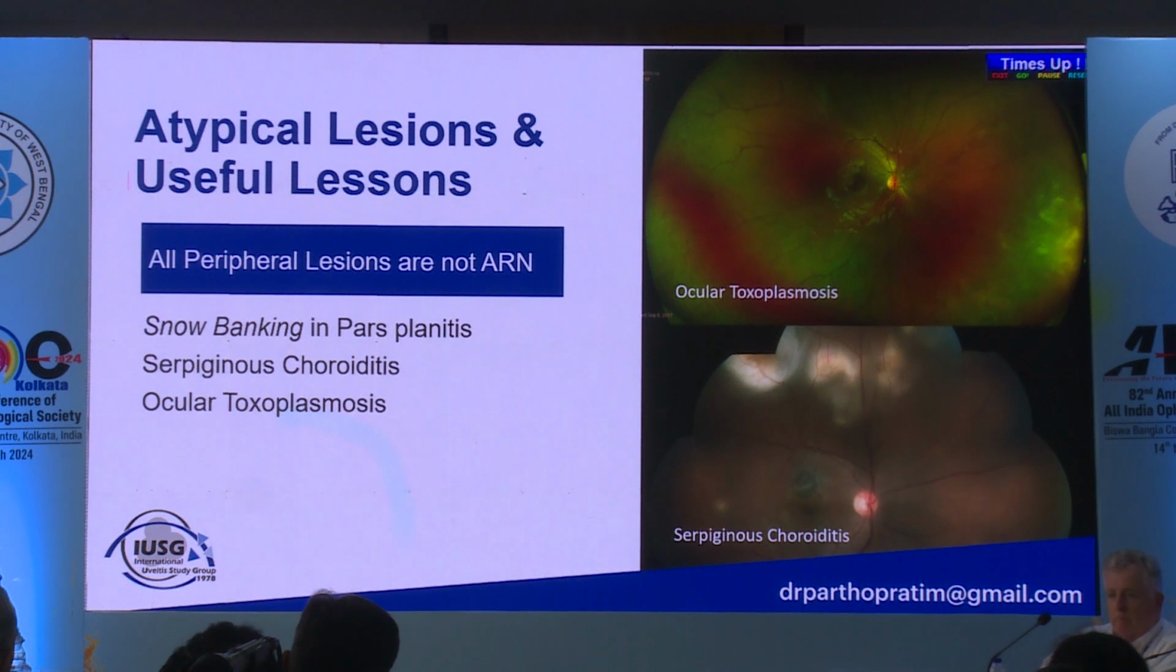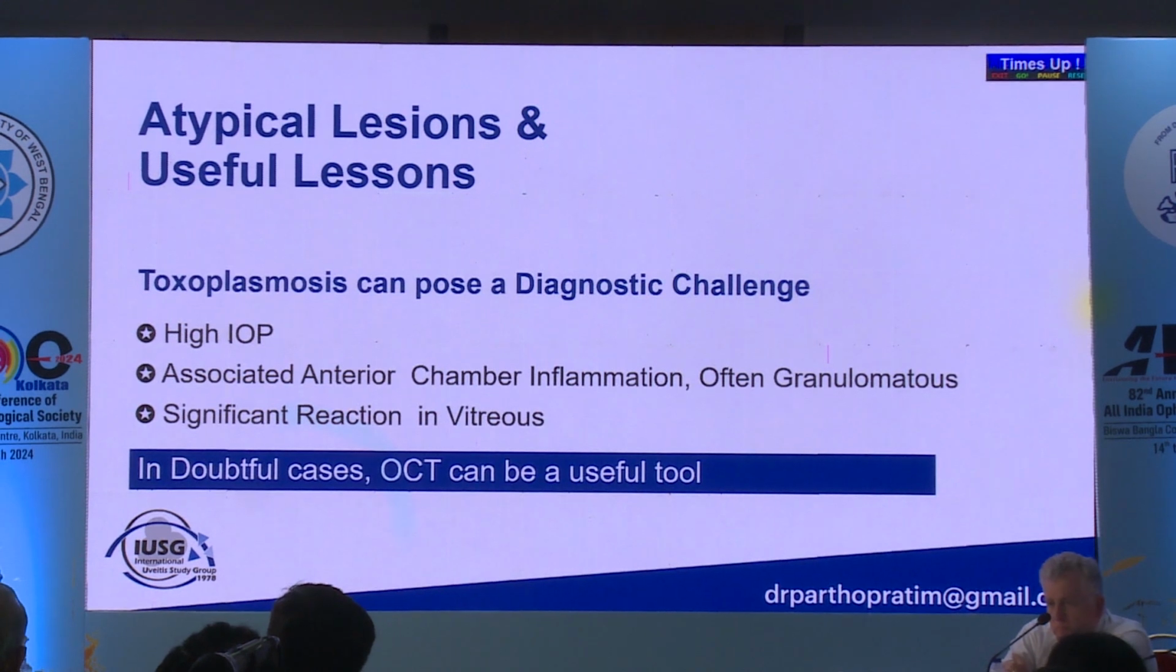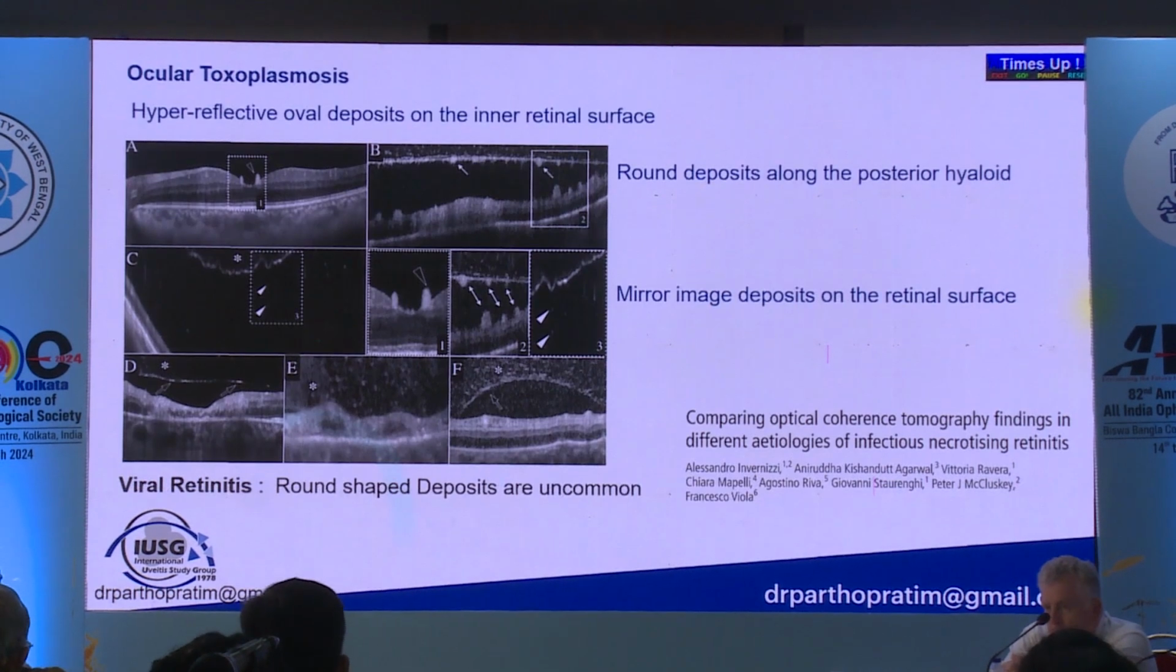Sometimes you have to understand that atypical lesions like peripheral lesions are not ARN. It can be snowbanking, it can be serpiginous choroiditis, and sometimes can be ocular toxoplasmosis also. Toxoplasmosis is a major differential diagnosis because it can have a high IOP, it can have anterior chamber inflammation and significant reaction of the vitreous.